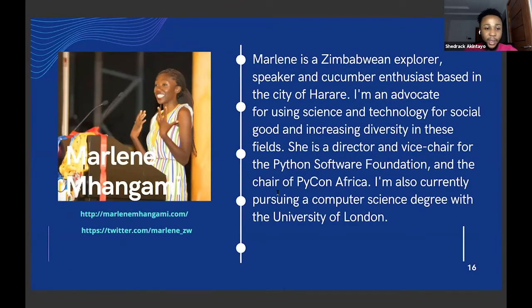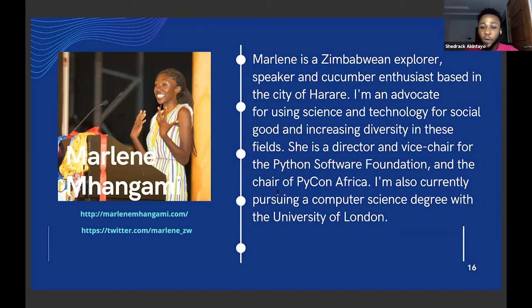So Marlin is a Zimbabwean explorer. She's from Zimbabwe, and she's a speaker, and she loves cucumber. She's based in the city of Harare in Zimbabwe. She's an advocate for using science and technology for social good and increasing diversity in this field. Marlin has been in the open source space for a while, to the point where she's currently a director and a vice chair for the Python Software Foundation, which is one of the biggest foundations that is pushing open source code.